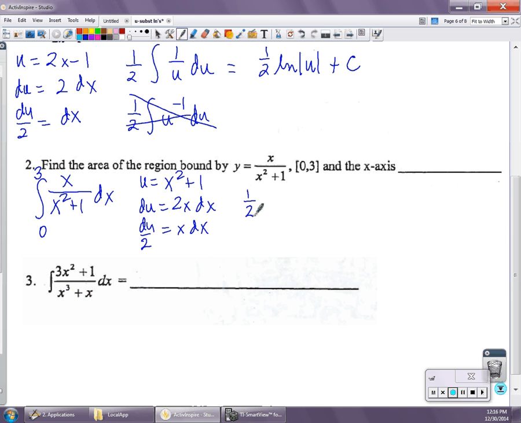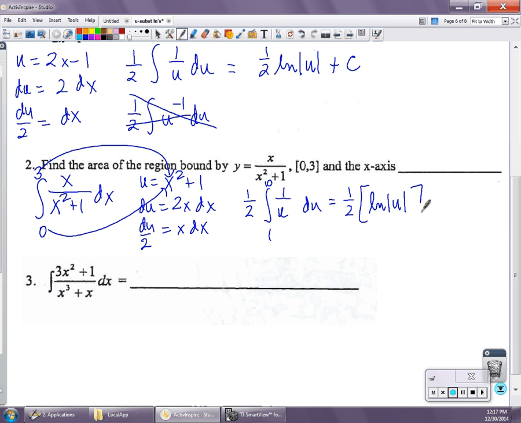I'm going to put my 1/2 out front. I'm going to substitute in place of x dx. I've already put that in, so I have the du, and I have 1 over u, because x squared plus 1 is equal to u. Let's change my bounds. So my upper bound of 3 becomes 3 squared plus 1, which is 10. My lower bound of 0 becomes 1. So I have 1/2 of ln of the absolute value of u, evaluated from 1 to 10.